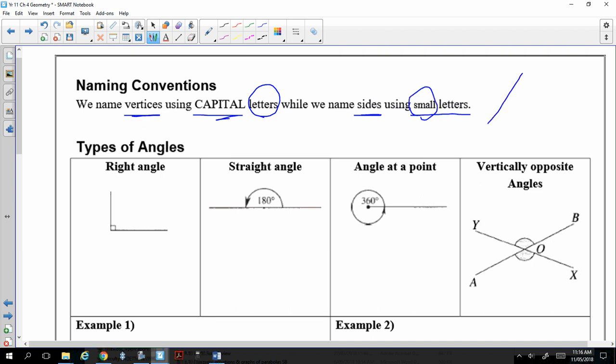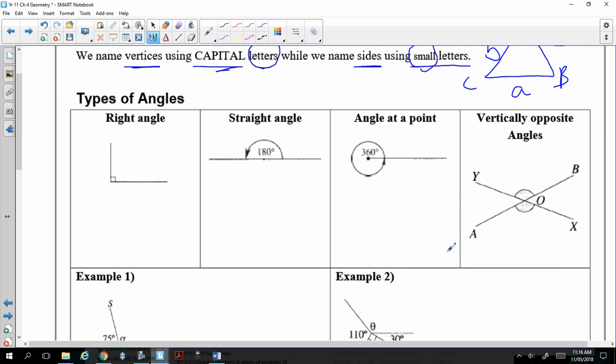For example, if I have a triangle, you've got A, B and C for vertices, capital letters. The side lengths, you use small letters. That's what that means. So remember, every time there's an angle or vertex, we use capital letters. All right, let's look at some of the angles you should know.